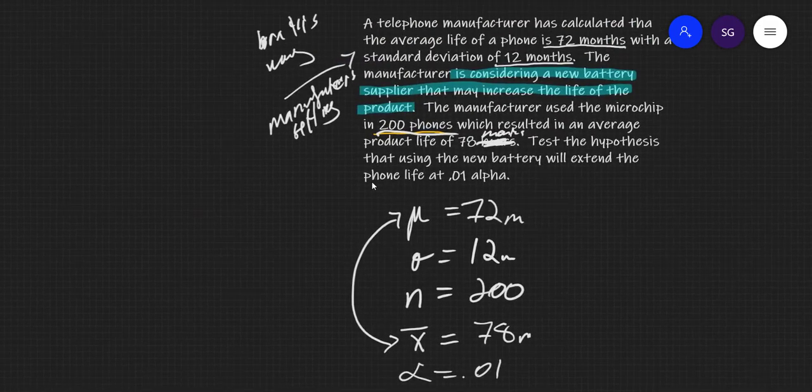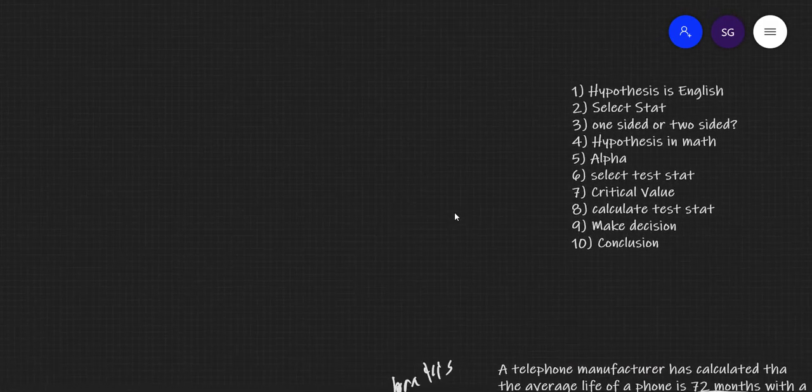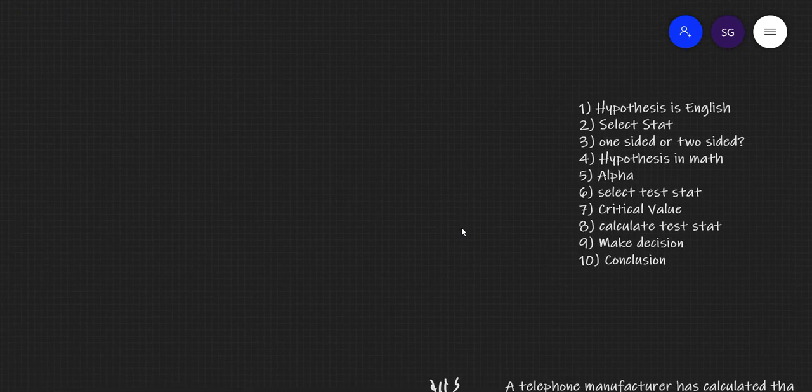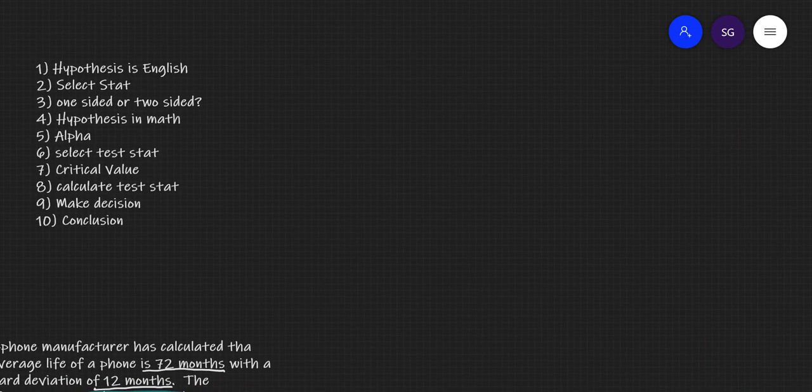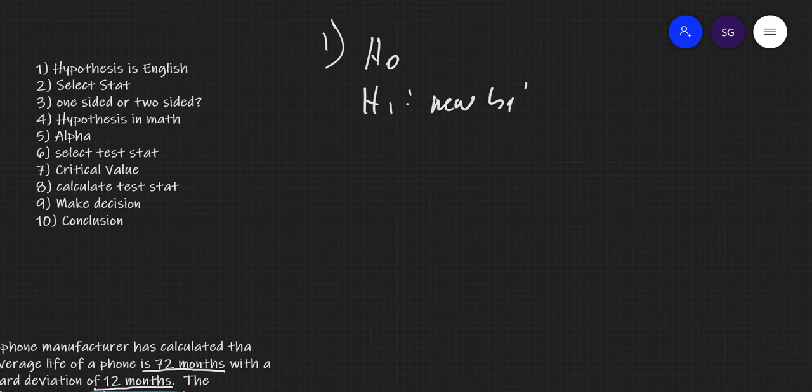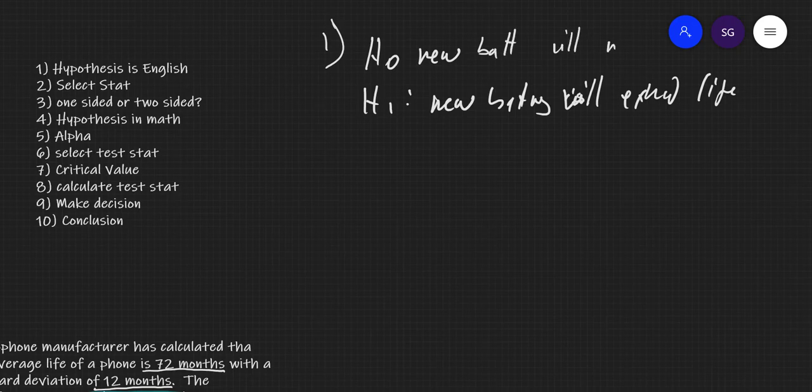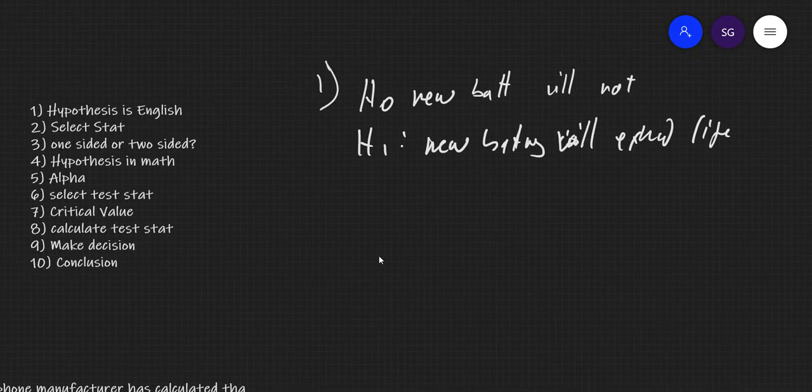But before we get into the weeds on this, let's go look at our list. Let me put it on the left-hand side. So the first thing we want to do is test the hypothesis in English. So number one, hypothesis in English. H sub 0, H sub 1. My hypothesis is that the new battery will extend life of the phone. And the opposite is new battery will not extend life of the phone, right?